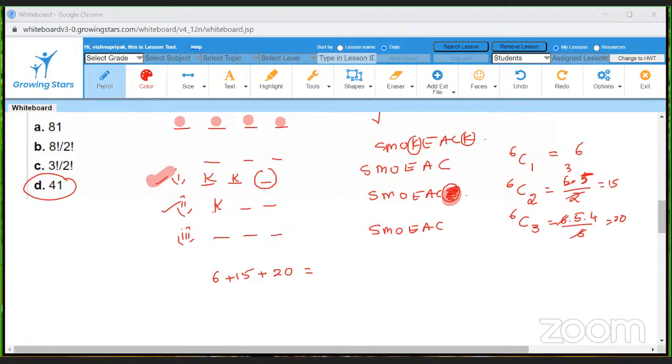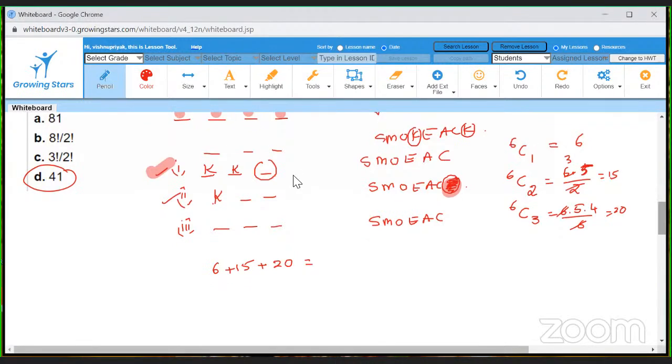So you're meeting with different possible cases, different types of problems. See carefully and note it down. What happens in each case? Okay, next question.